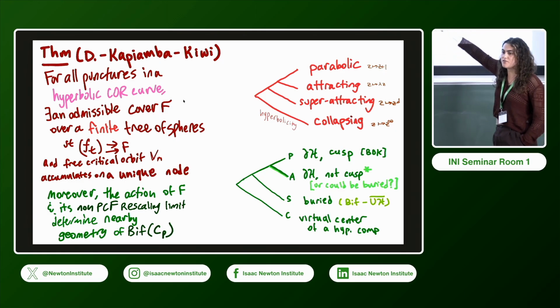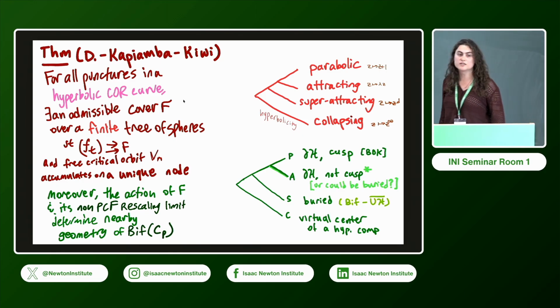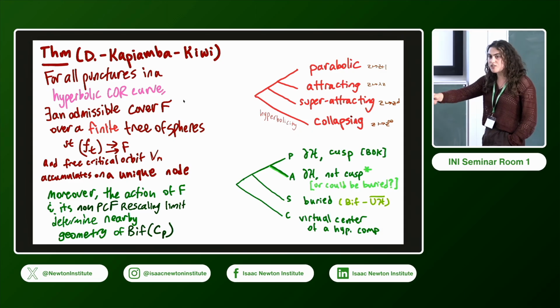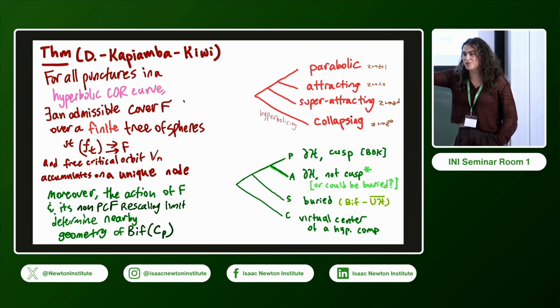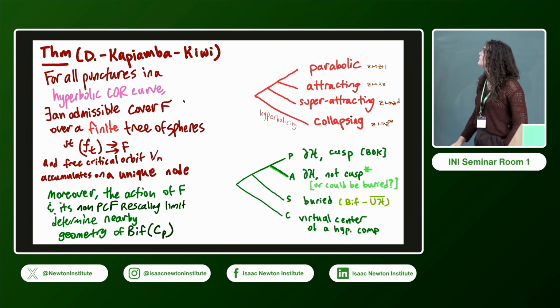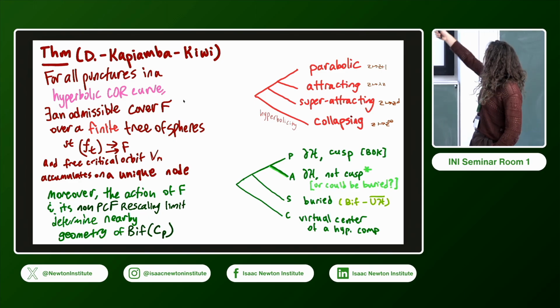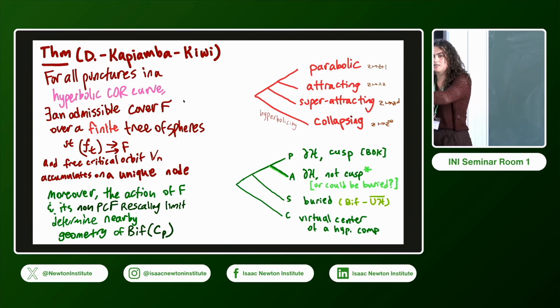And there are 4 different speeds of convergence that you can consider. The first kind is parabolic, in which z is converging towards the node as z goes to z plus 1, 2, 3, 4, 5. So it goes that quickly. For attracting, it goes by a power of lambda. For super attracting, it goes by a power of degree d. And for collapsing, it's a constant map that maps exactly onto the node.